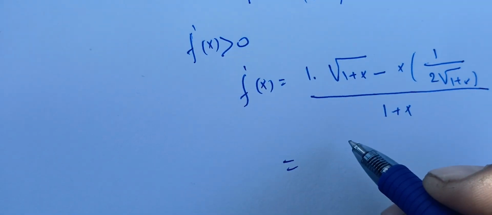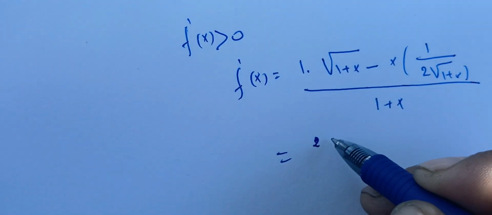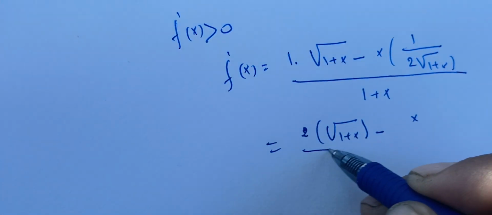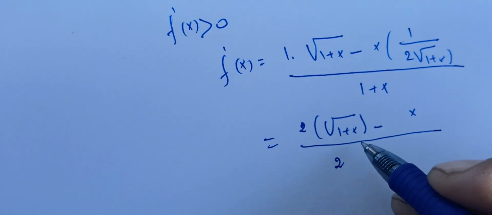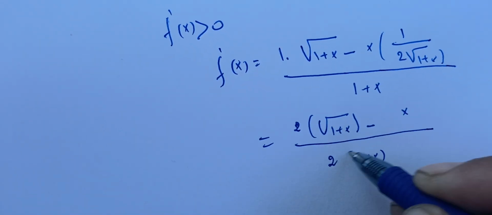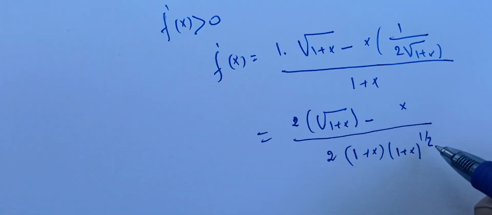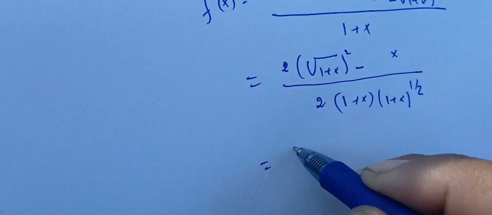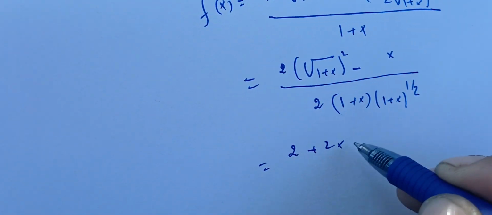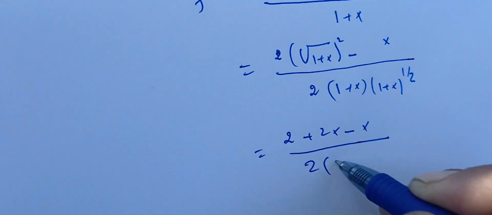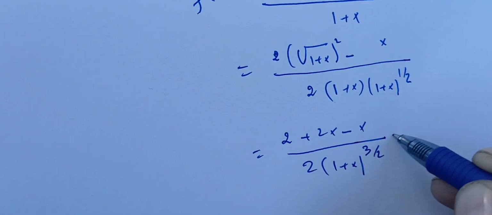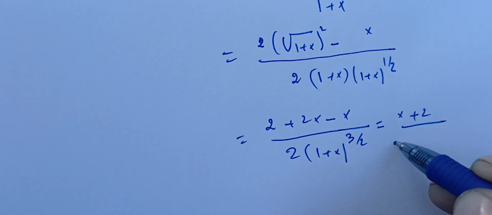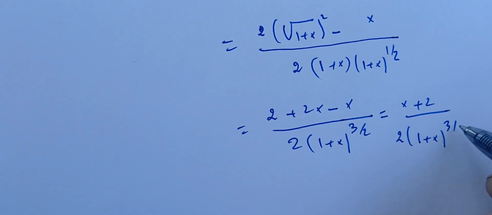Here this is just 1 plus x. So we can simplify, and we get 2 times the square root of 1 plus x minus x over 2 times (1 plus x) times (1 plus x) to the 1/2, and this is squared. So here we're going to have 2 plus 2x minus x over 2 times (1 plus x) to the power 3 over 2, and this gives me x plus 2 over 2 times (1 plus x) to the power 3 over 2.